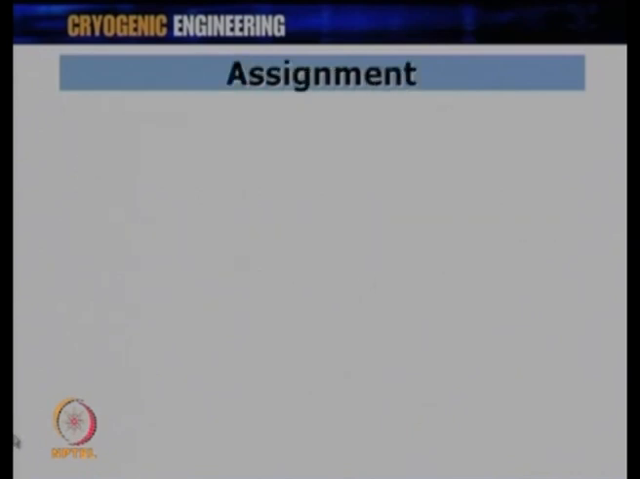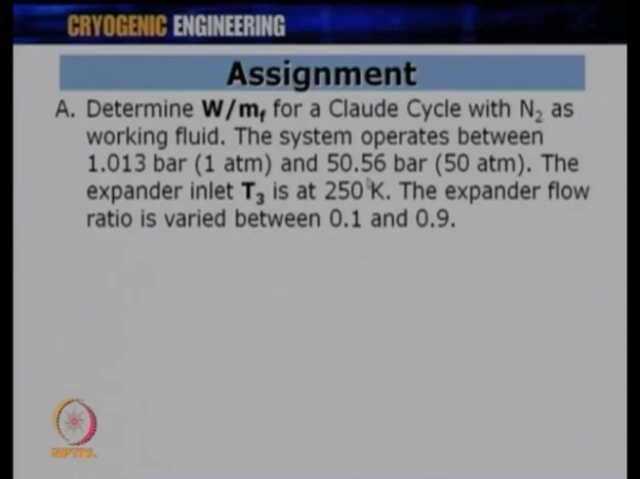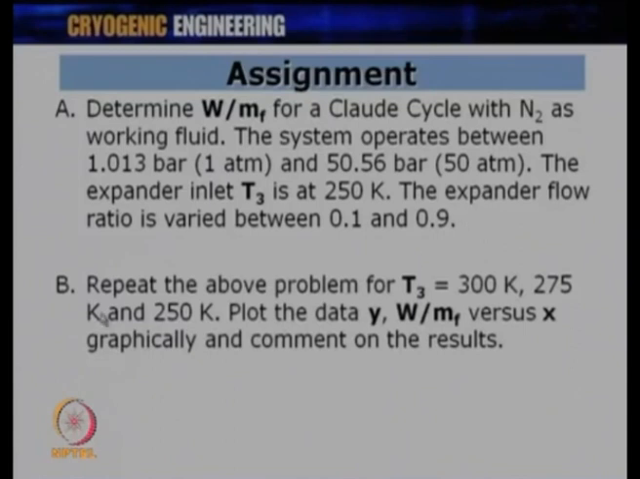All right. With this background and with this tutorial, an assignment is given to you along similar lines. Nitrogen is the working fluid, but we have changed the pressure to 50 atmosphere, and again T3 has to be at 250 Kelvin, with expander flow rate varied from 0.1 to 0.9. And again I would like you to repeat the cases for temperature, because we have done a case for 40 bar or 40 atmosphere pressure. As soon as you go to 50 bar, what happens to the optimum x value, what happens to the optimum y value, and what happens to the optimum W by mf value has to be well understood.